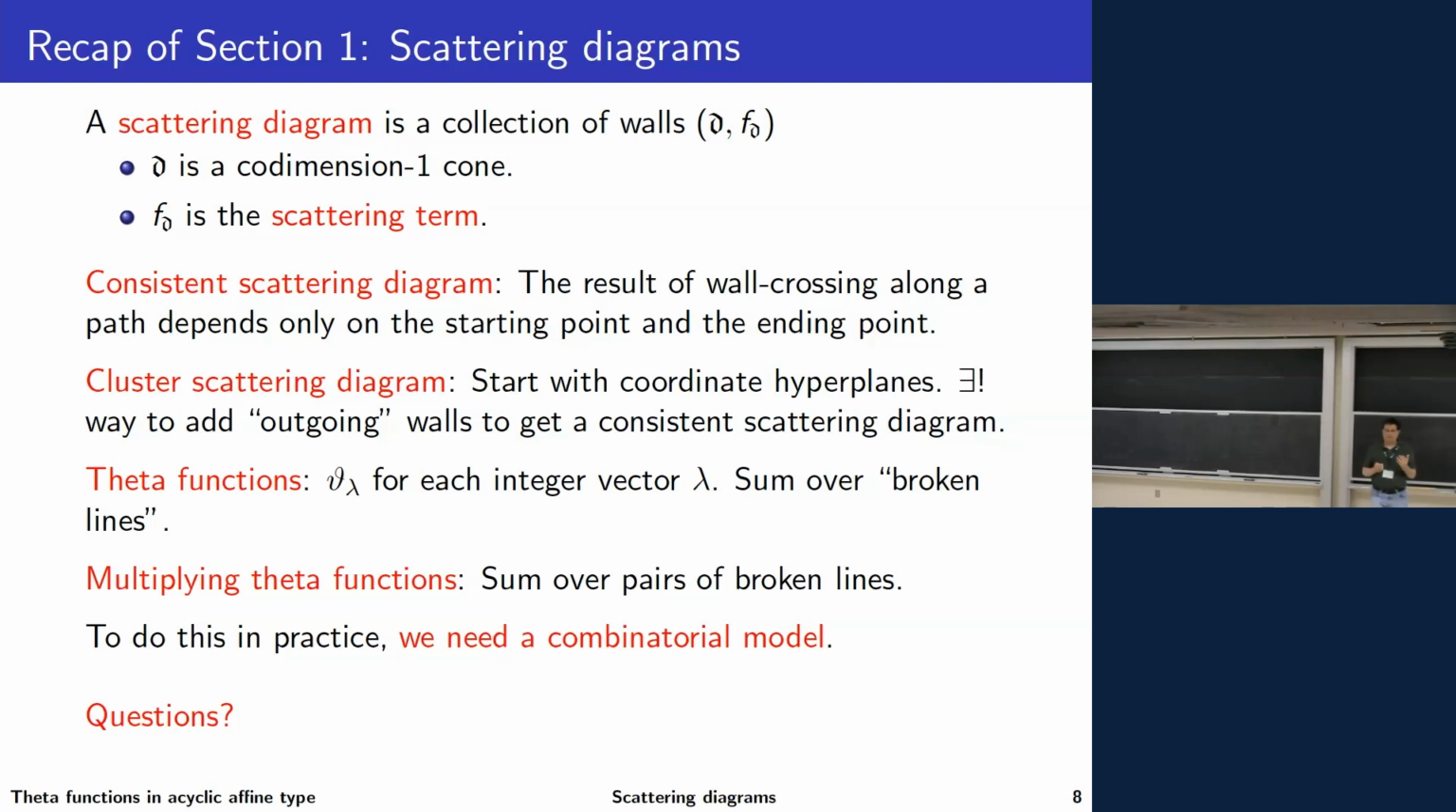Maybe it's a pop-up question, but I've said so little. But go ahead. I'm just wondering about the wall crossing. Does the wall crossing change the monomial or the scattering term of the specific wall? No, that's a good question. The scattering diagram is once and for all, it is itself. And then it's a question of what does that scattering diagram do to things as I cross through? Yeah, good question. Other questions?